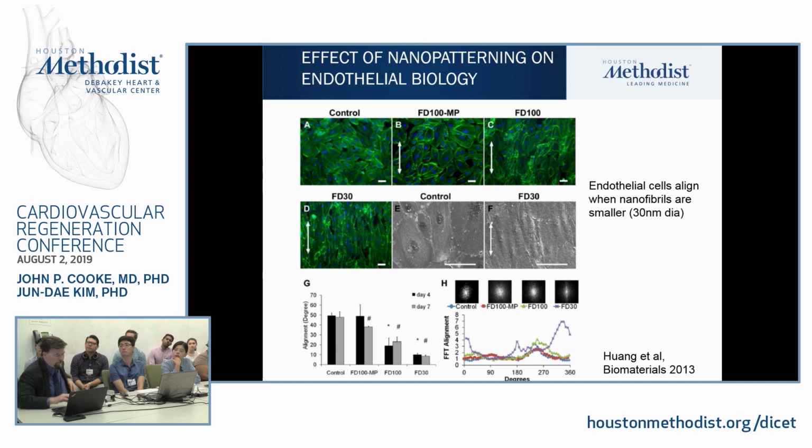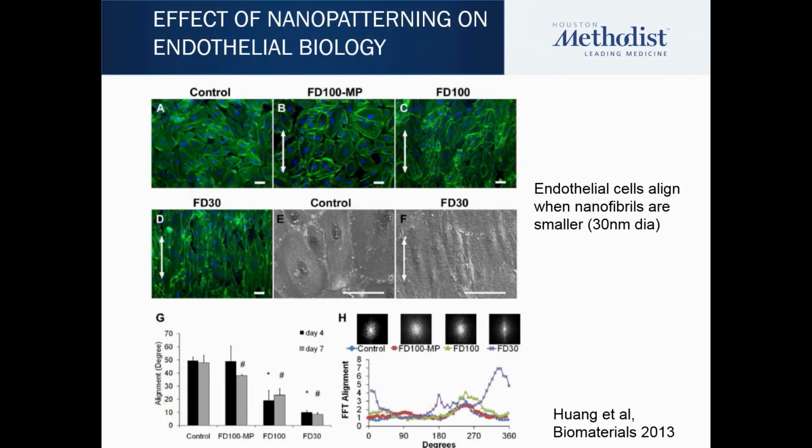45 degrees would be just random, and then 0 would be perfectly aligned. 90 degrees would be perfectly at an orthogonal axis. But after the FD30, rather, this is the fibrils that are 30 nanometers, they're aligned pretty well.